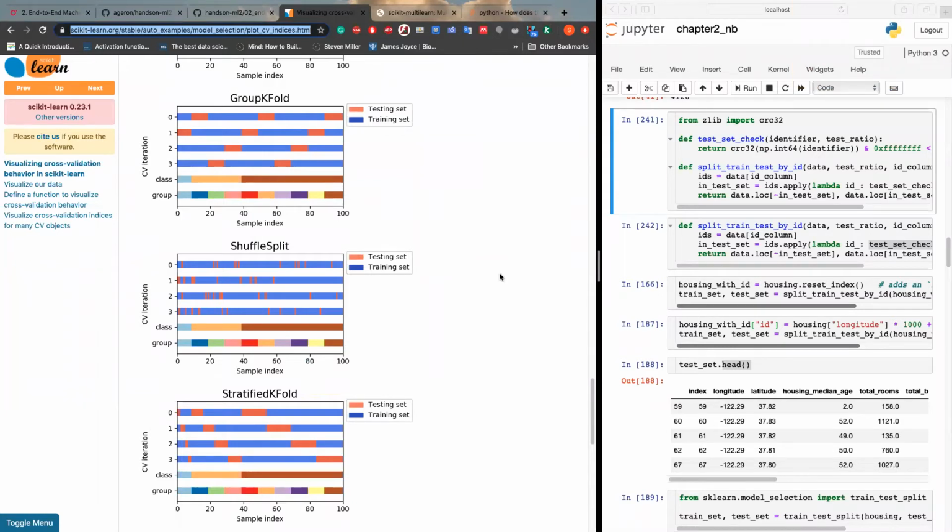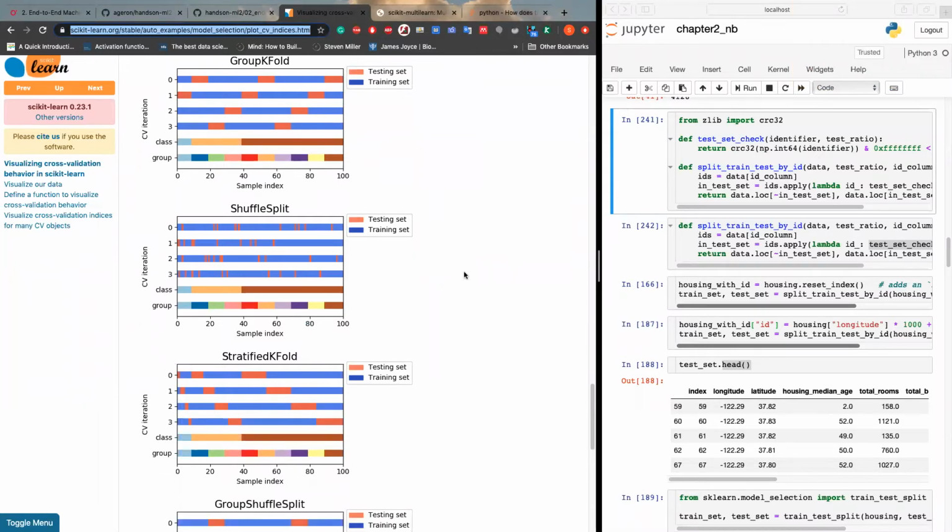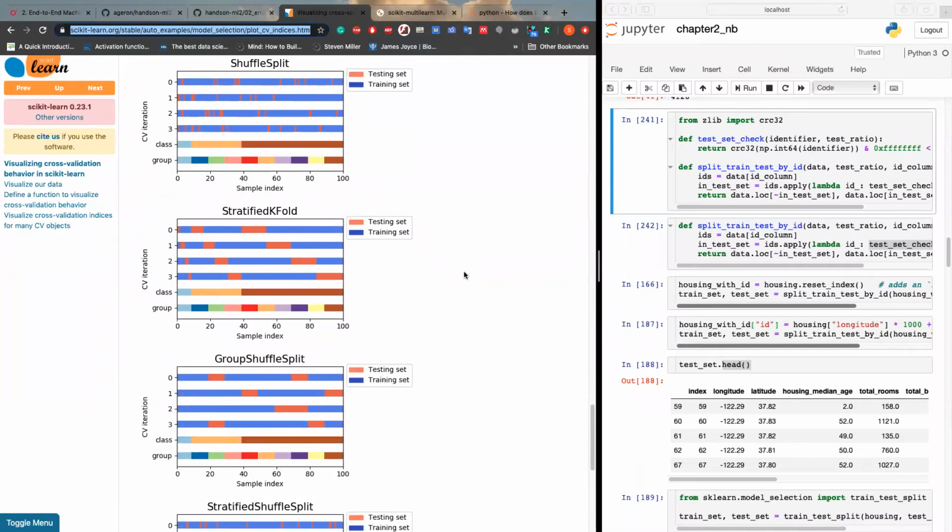And then there was the question about the time series stratification. I don't see a way to do that inside of scikit-learn, but you can do it yourself by making a new category. You can say the first 10% of the time series is in category 1, and the second 10% is in category 2, and so on. So you could make your own new columns, and then you could stratify on those. So that's a way you could do it yourself.